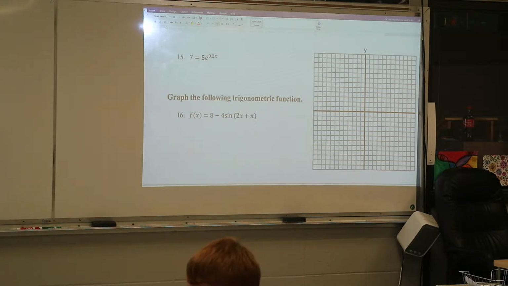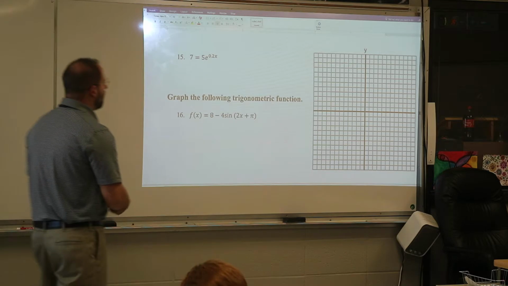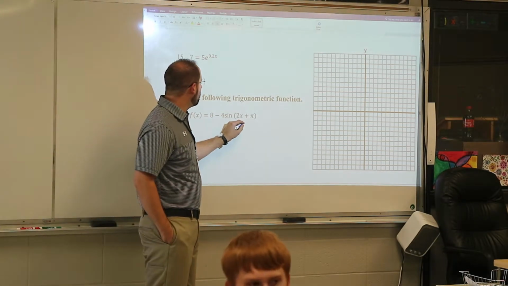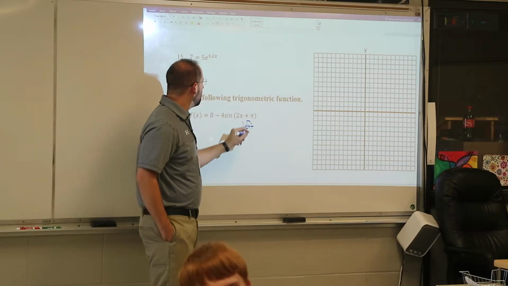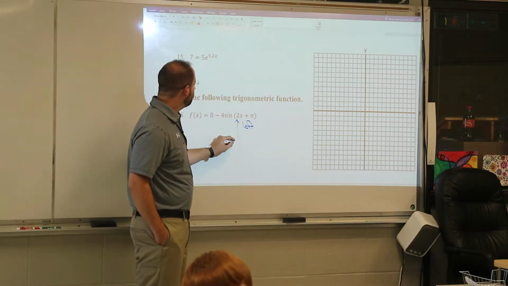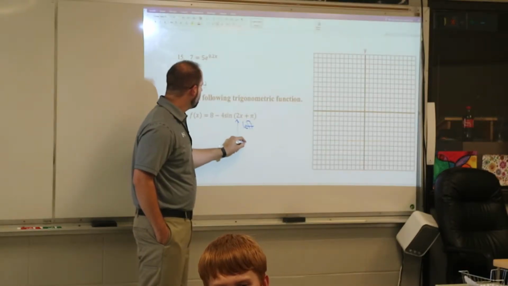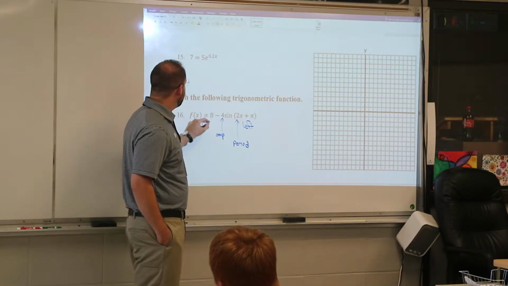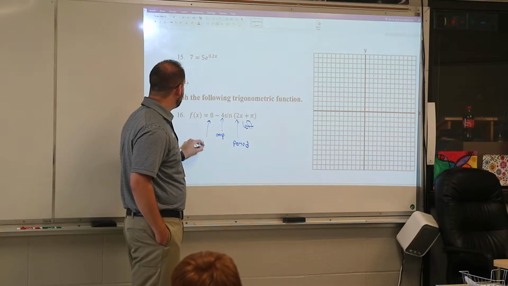Okay, all right, hey, you ready to go? Yeah. All right, on this one, it looks like we're shifting right and left. This one is definitely going to the left, a certain number of spaces. We are affecting the period or frequency. We are affecting the amplitude. This says everything, doesn't it? Yep, and this one is definitely being shifted up 8 spots.